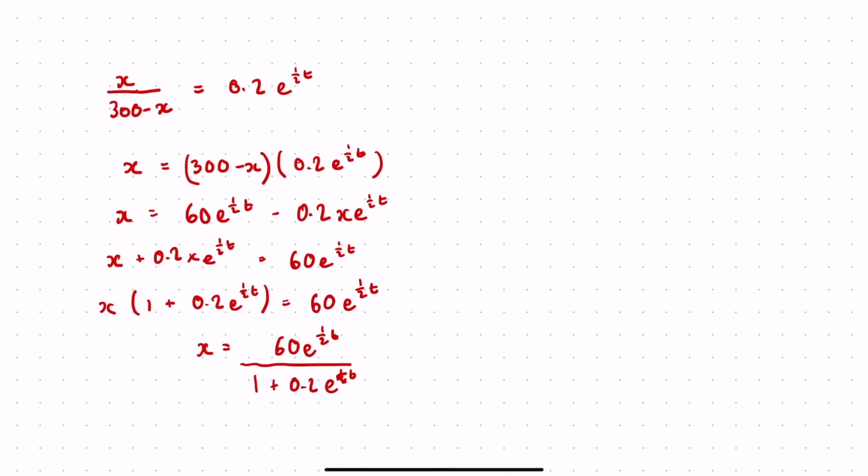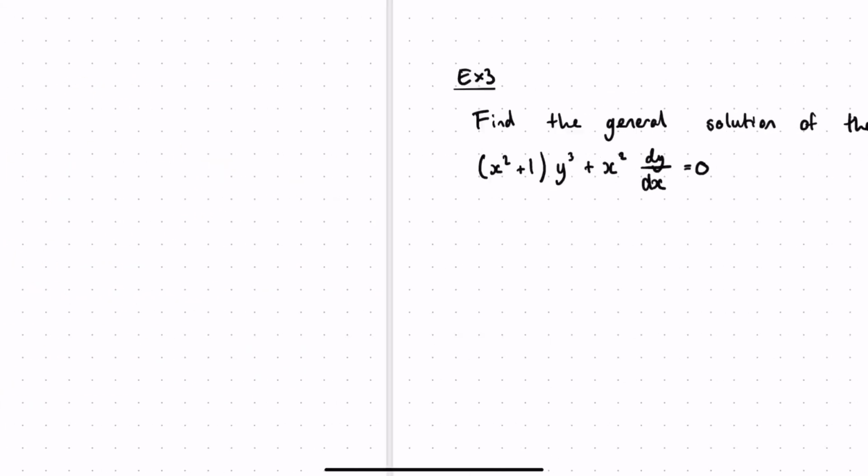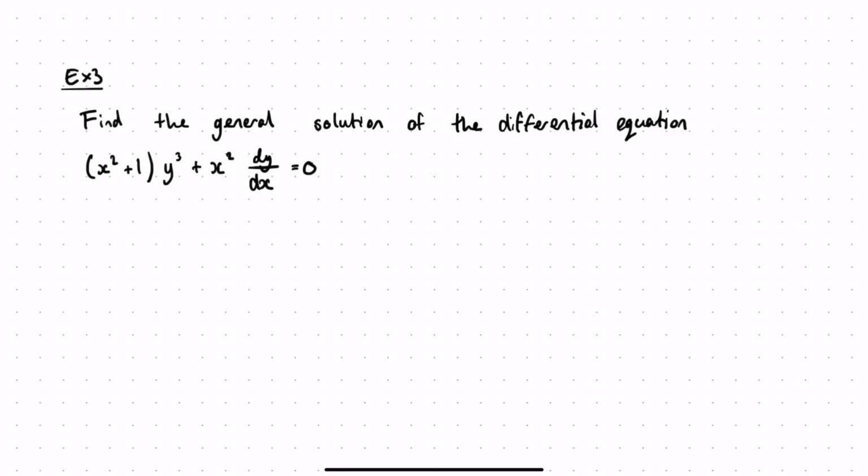Okay, let's have a look at one more, and this one involves a fairly annoying, tricky bit. So we're going to find the general solution of a differential equation x squared plus 1 times y cubed plus x squared dy by dx equals 0. The first thing you might notice when looking at this is it's not written in the normal way. It's not written as dy by dx is equal to something. It's written with everything on the left hand side. So we need to do some rearrangement first.